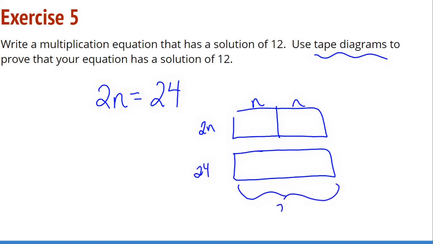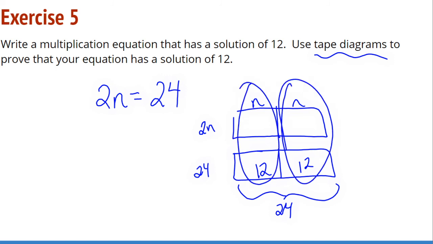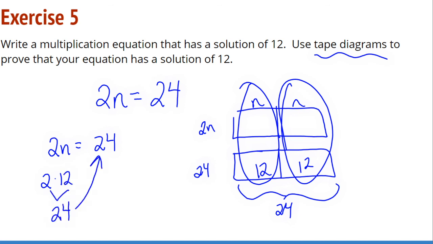And I can see that my 24 has been divided into 2 parts. So each of them would be 12. So n is equal to 12. And I could check. 2 times n equals 24. 2 times 12. 2 times 12 is 24. 24 is equal to 24. Check.